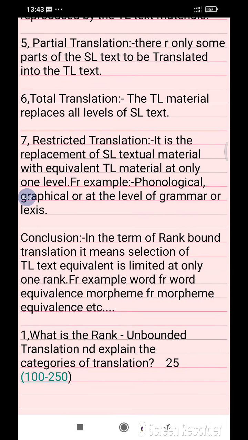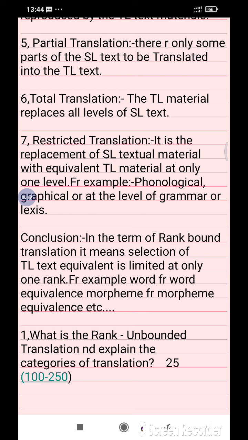Total translation, the TL material replaces all the levels of SL text. The TL material, that is the translation language, replacing all the levels of SL text, the source language, is called total translation. Restricted translation is the replacement of SL textual material with the equivalent TL material at only one level. For example, phonological, graphological, or at the level of grammar or lexis.